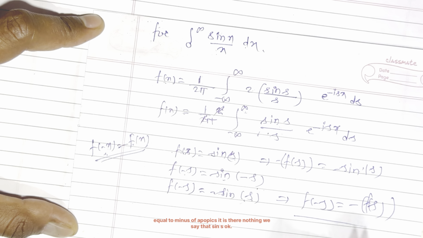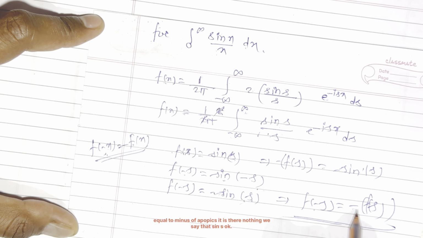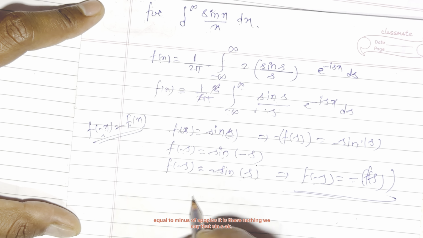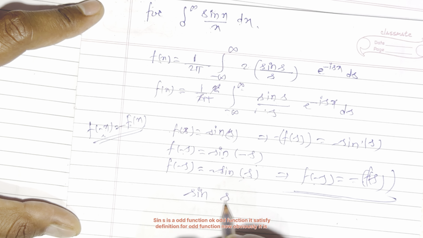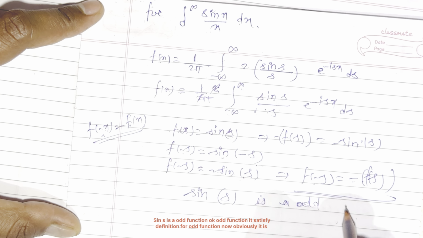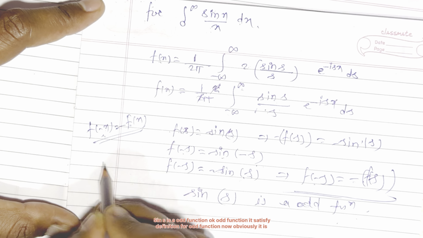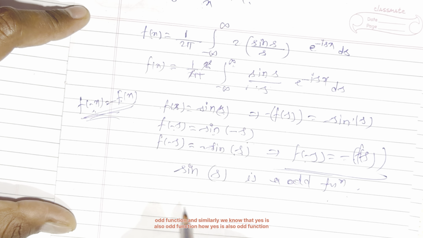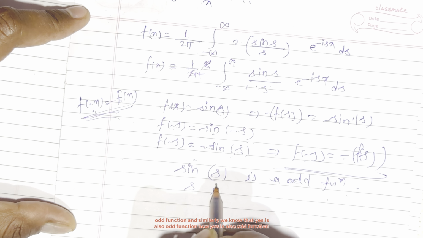So if f of minus x is equal to minus f of x, then we say that sine s is an odd function. It satisfies the definition of an odd function. Now obviously sine s is an odd function, and similarly we know that s is also an odd function.